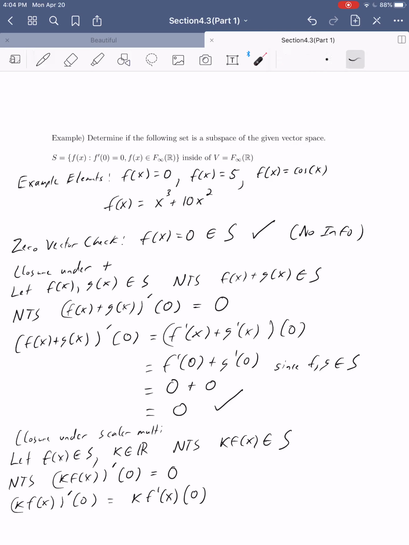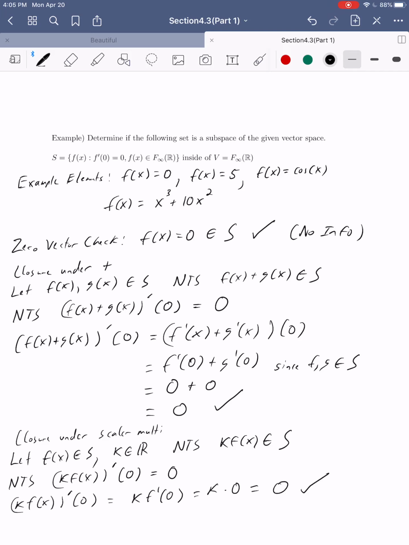And again, I'm just using notation like this as evaluated at 0. It's a little bit of poor notation. I guess we could make it a little bit clearer. Let's just go ahead and pop it in there. That would be kf'(0), because of course there's no variable in k, so the 0 is just going to plug into the x. And then what can we say about this? Well, f(x) is an element of S, so it has this property. So that means it's k times 0, which is 0.